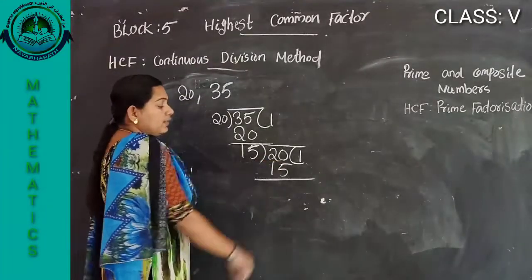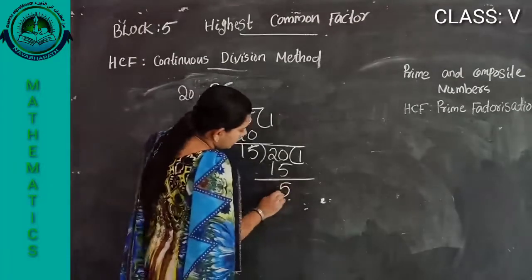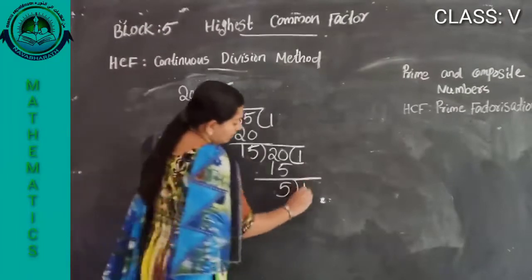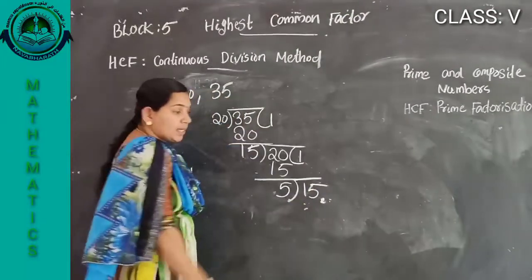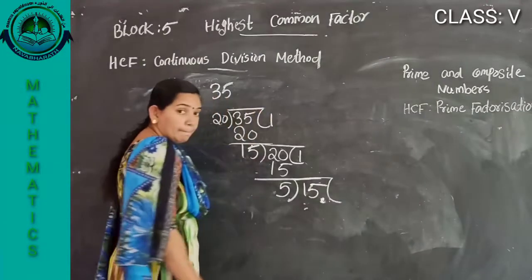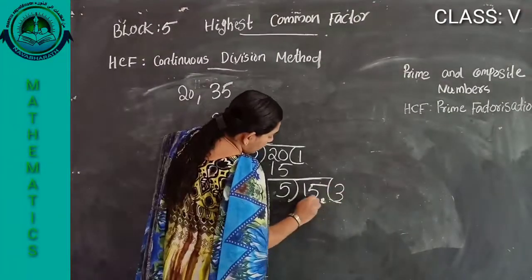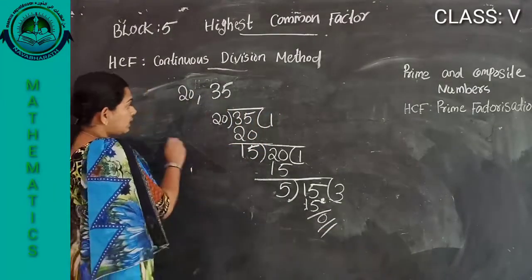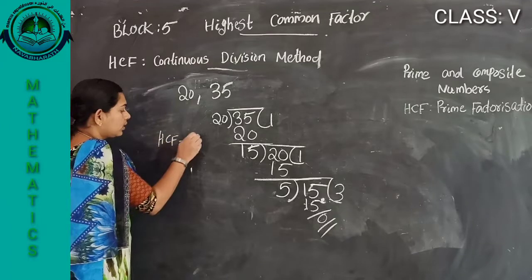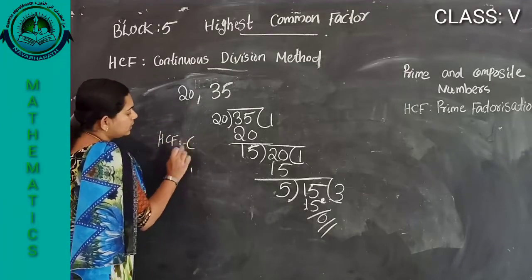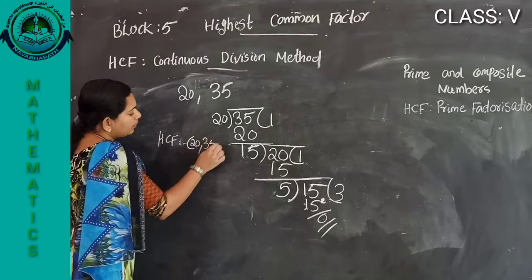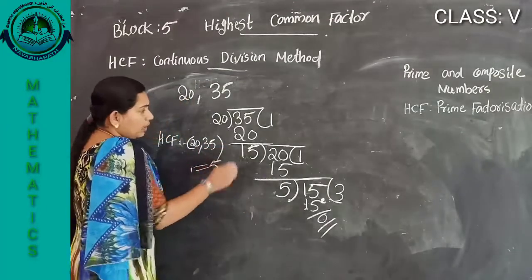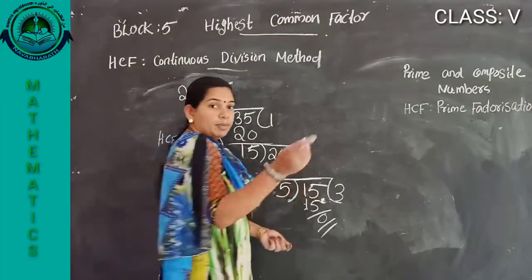Then what we do? Subtraction. 20 minus 15, 5 only. Here, this is the divisor and dividend. This divisor, 15. In 15, how many 5s are there? Yes, 3. 3 into 5, 15. So we will reach remainder as 0. So what is the HCF of 20 and 35? Yes, the last divisor. What is the last divisor? 5.